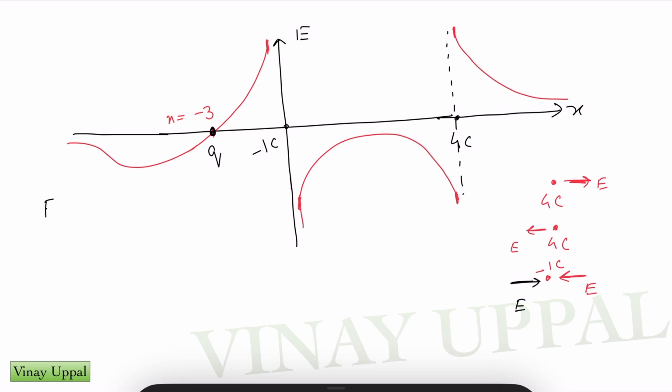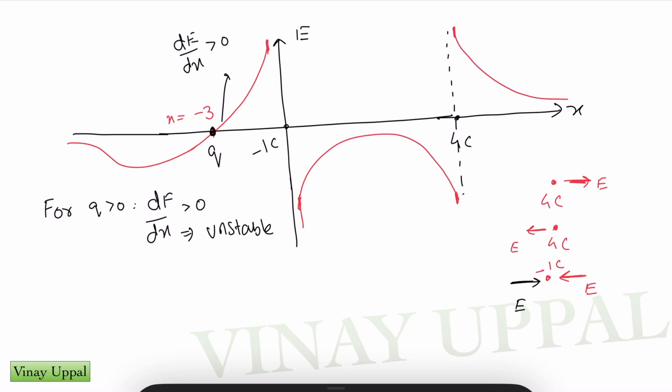Alright, so for Q positive, we already know the slope here is positive. So for Q positive, df by dx will also be positive, and therefore that equilibrium is unstable. For Q negative, df by dx is negative because the slope is positive and the charge is negative. So that will be a stable equilibrium position.